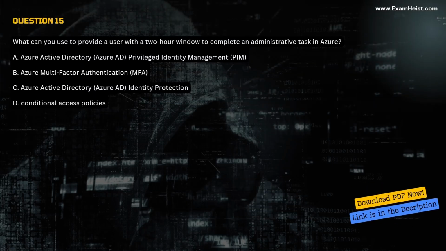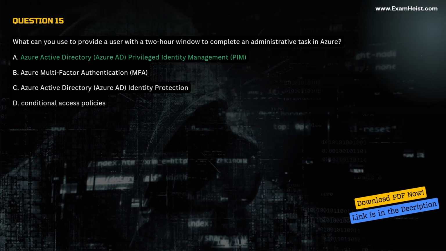Question 15. What can you use to provide a user with a 2-hour window to complete an administrative task in Azure? A. Azure Active Directory (Azure AD) Privileged Identity Management (PIM). B. Azure Multi-Factor Authentication (MFA). C. Azure Active Directory (Azure AD) Identity Protection. D. Conditional Access Policies. Correct answer: A. Azure Active Directory (Azure AD) Privileged Identity Management (PIM).